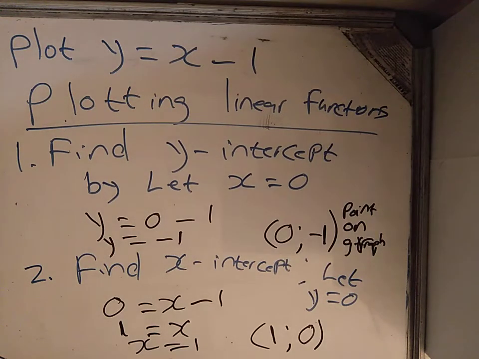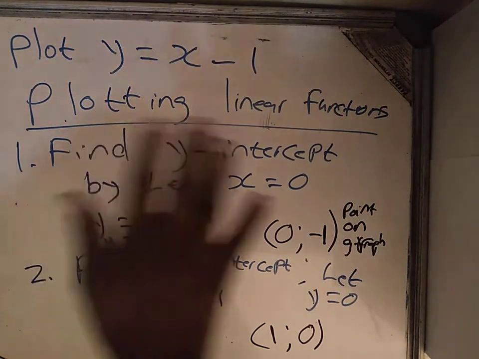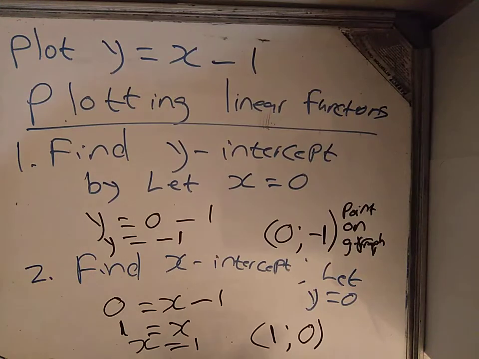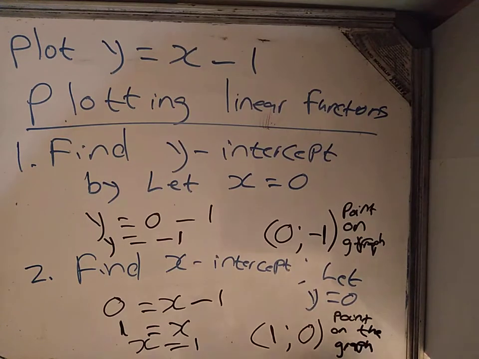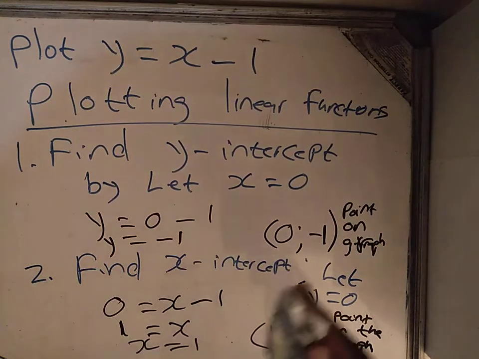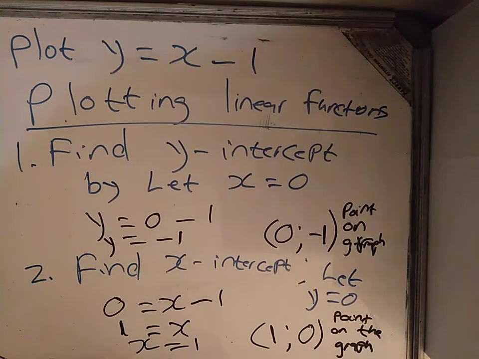Okay, so when you are doing this during the exam, make sure that you show all of these things like this. You say y-intercept, and then let x be equal to 0, and then show how you found your y-intercept, and then say x-intercept, and then show how you did find your x-intercept, and then you get your point. So this is also a point on the graph. All right, so you've got 2 points now. So let us now plot it.